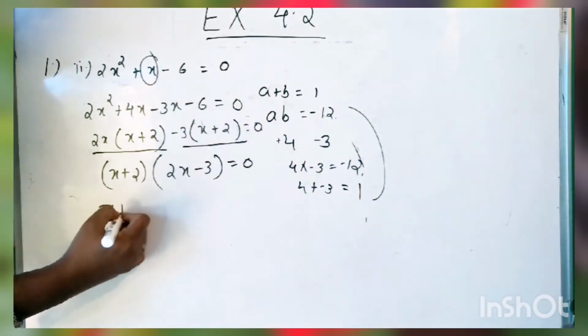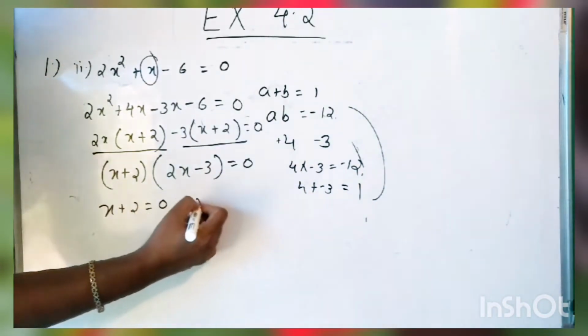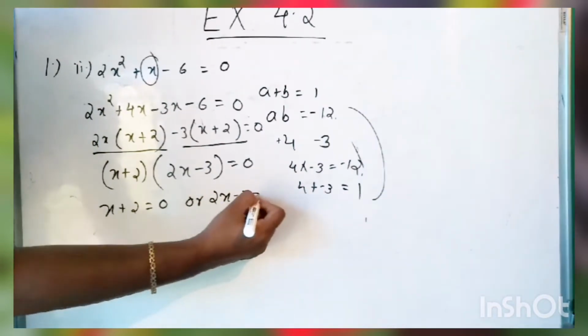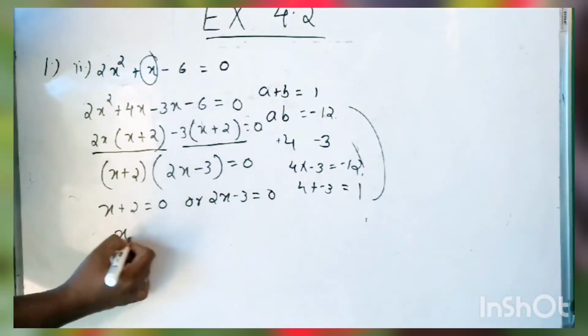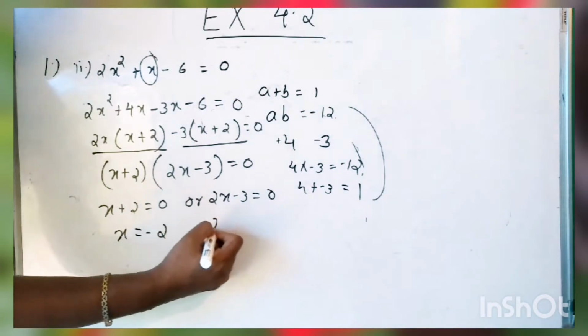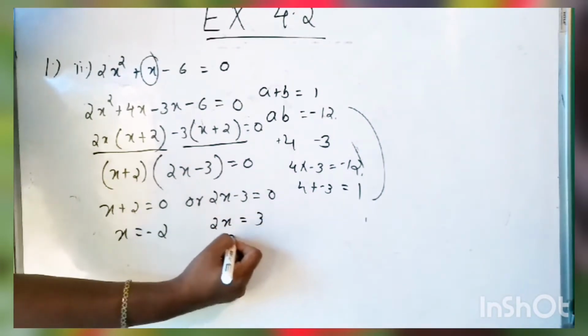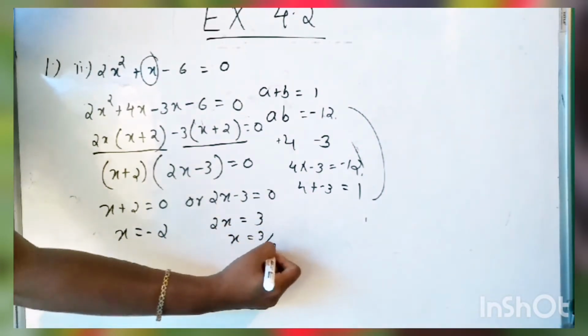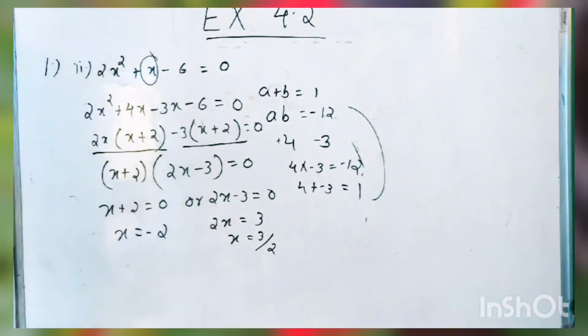And this means x plus 2 is equal to 0, or 2x minus 3 is equal to 0. That is x is equal to minus 2, or 2x is equal to 3, that is x is equal to 3 by 2. So the values of x are minus 2 and 3 by 2. Therefore, minus 2 and 3 by 2 are the roots of the quadratic equation 2x square plus x minus 6 is equal to 0.